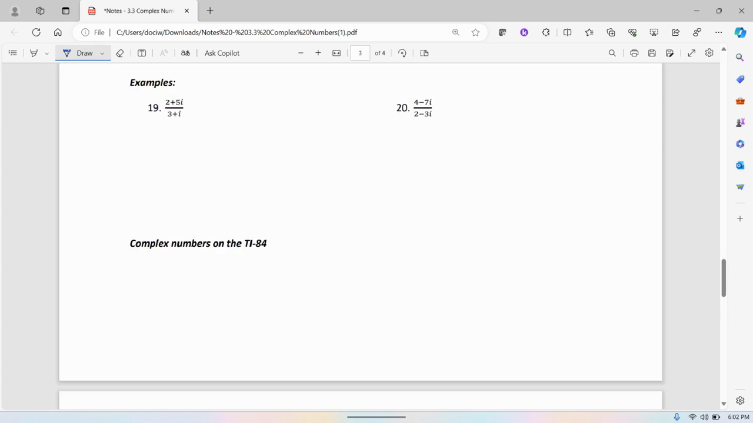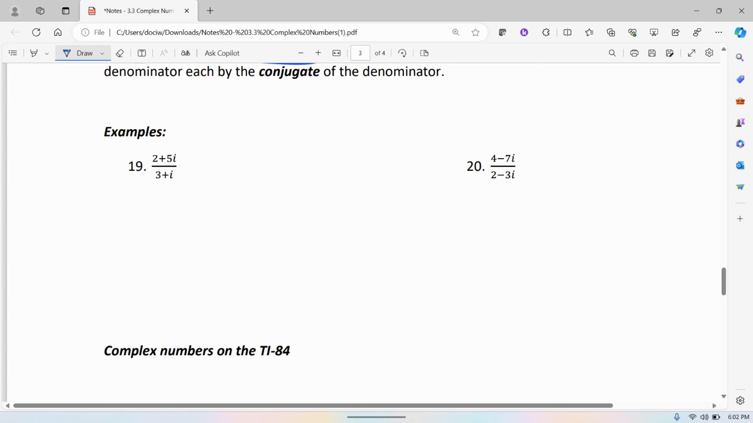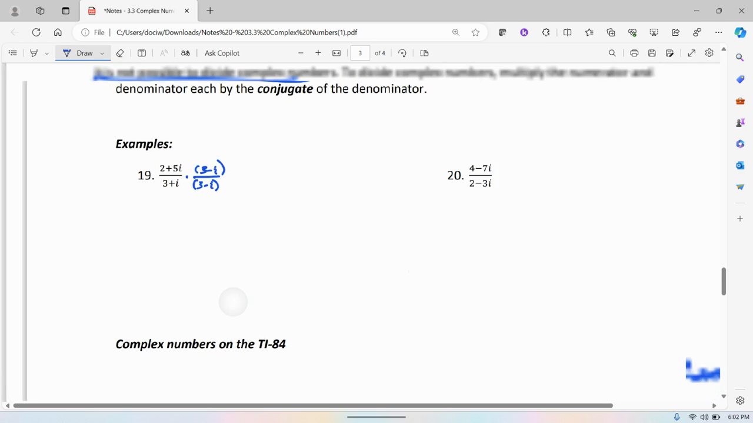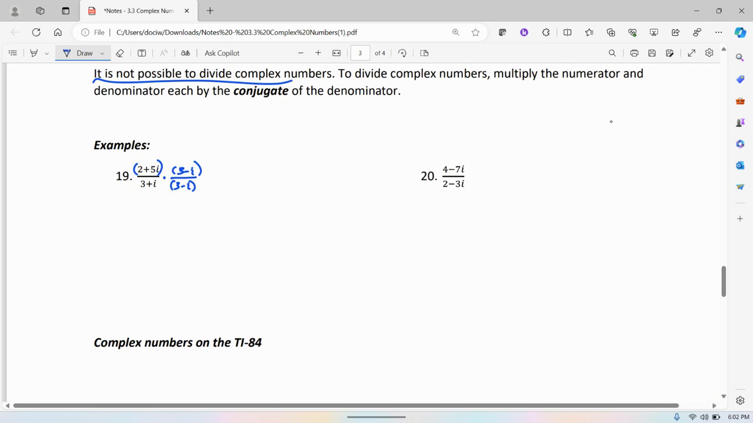So what we're going to do, I'm going to make this a little bit larger, easier for me to write. We're going to multiply the top and bottom of this fraction by 3 minus i. And we're going to expand just like normal, just like we're used to. 2 times 3 is 6 minus 2i plus 15i minus 5i squared.